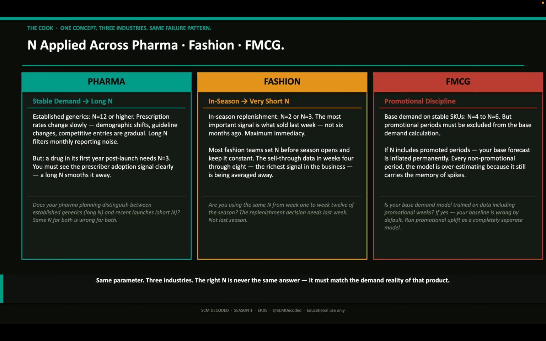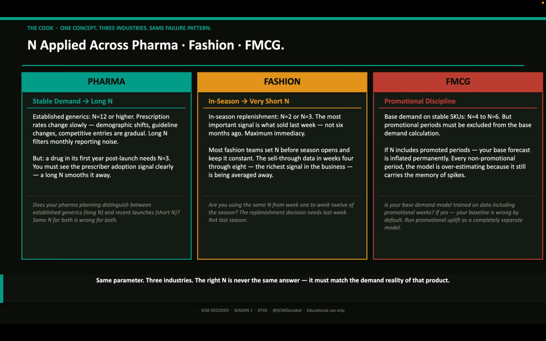But apply that same parameter to a product in its launch year, and you are averaging away the growth signal that tells you whether the product is gaining adoption. So you need to see that growth curve clearly because a short N, perhaps 3 periods, gives you the responsiveness the launch situation requires. Same product category, completely different N.